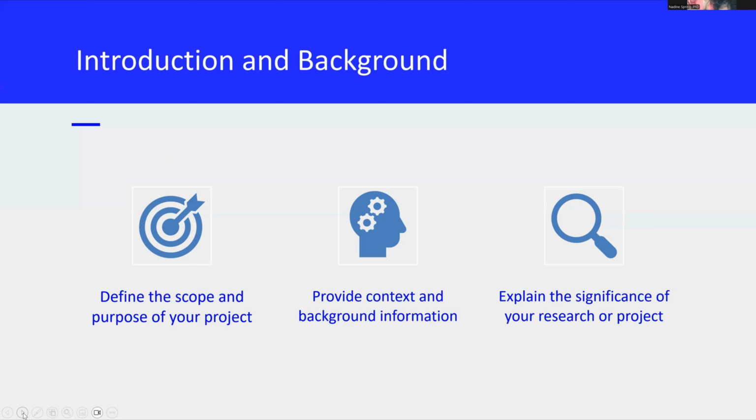And you want to explain the significance of your research or project. Describe why this project matters, what gap it fills, and how it contributes to your field. This helps to underline the importance of your work, and it's going to set the stage for the rest of your project. And be sure to cite appropriately throughout your capstone.